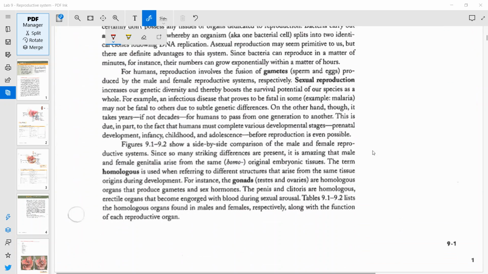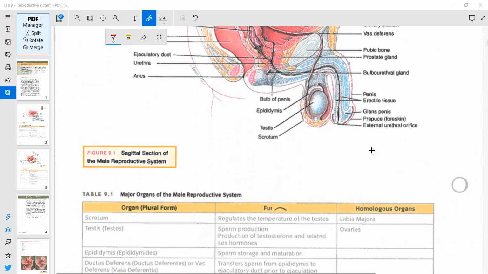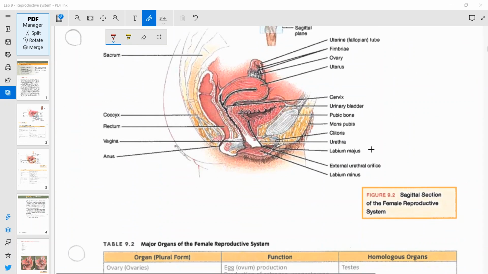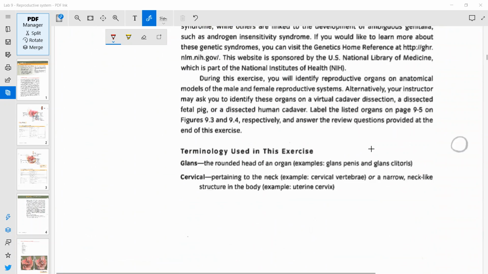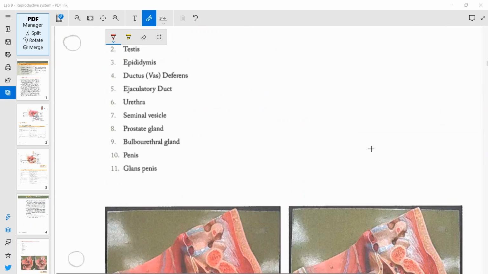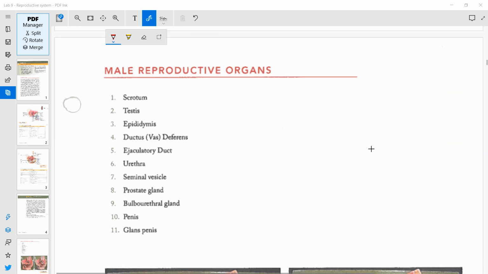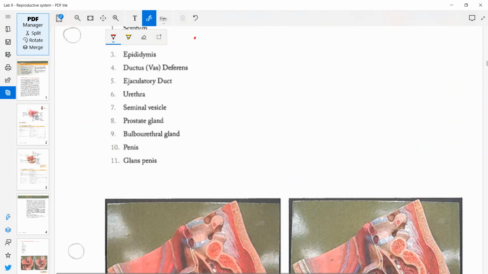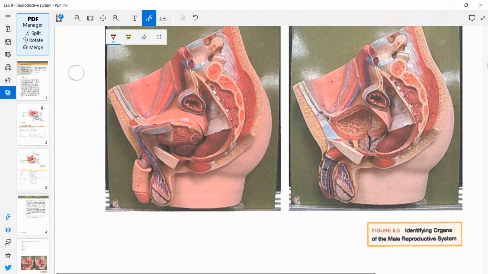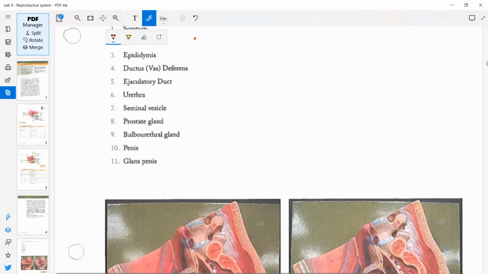So we're going to talk about the reproductive system. This is going to be our last quote-unquote lab for this year. We're going to start with the anatomy of the male reproductive system first. So first thing is to identify scrotum and testes. This whole structure is scrotum, and inside of the scrotum are testes.